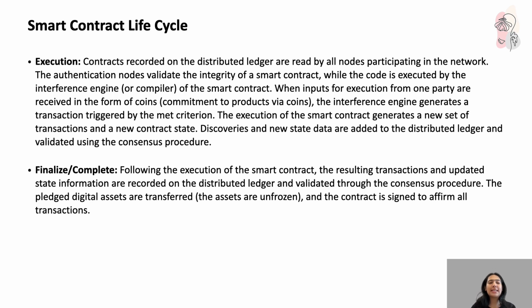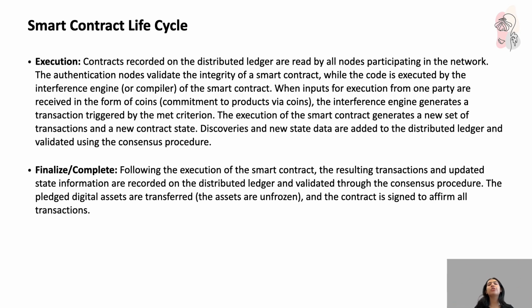Now the final phase, finalizing, the phase that says complete. Now everything is done. Once the execution is complete, the updated data and transaction results are recorded and validated across the network. The promised digital assets are then transferred or unfrozen. Makes sense? And the contract effectively signs off to confirm the successful completion of all the obligations inside the blockchain.